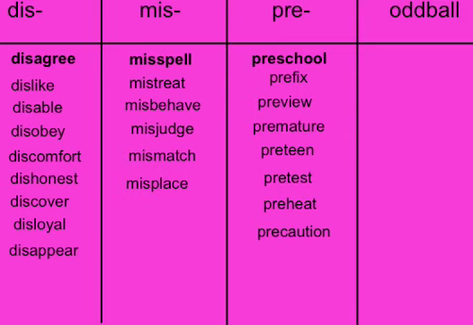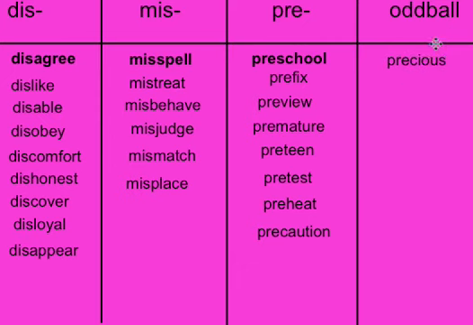We have one word left. Let's keep it out and let's read these together. We have preschool, prefix, preview, premature, preteen, pretest, preheat, and precaution. Now we have an oddball, and it's precious, the word precious.